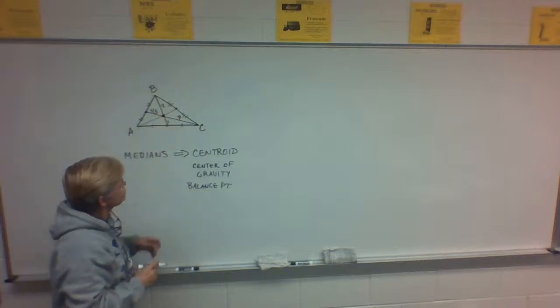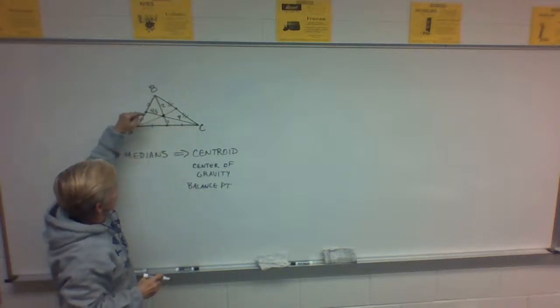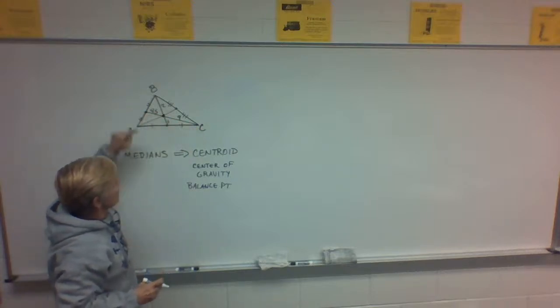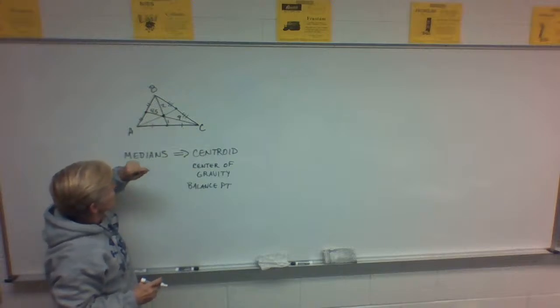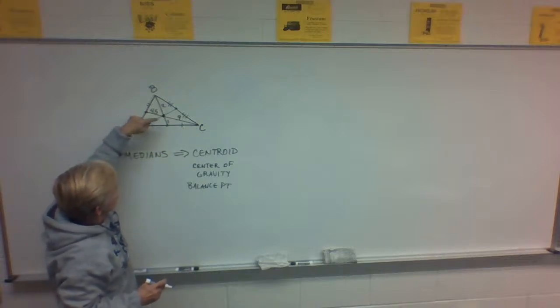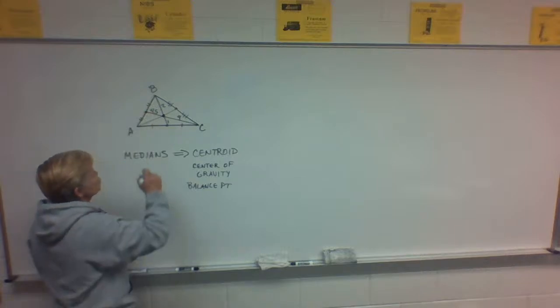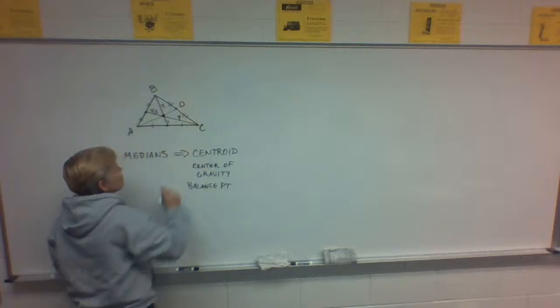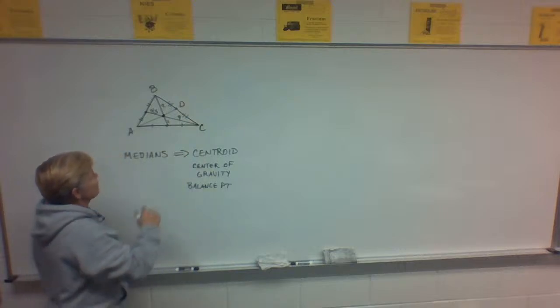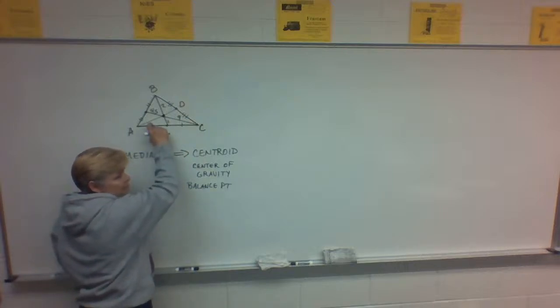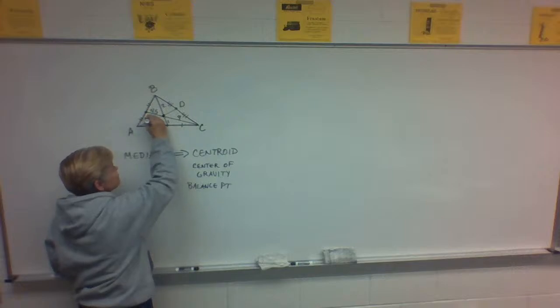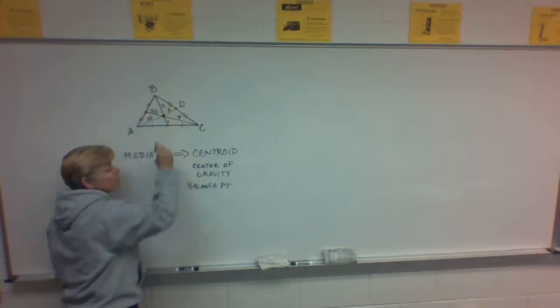Don't fall for it. This has to be twice as long as this, so that all 3 parts together make up the entire median. But they are split in a ratio of 2 to 1. The long part is twice as long as the short part. You with me? So if I told you that AD was 15, how long would this part be? 10. And this one? 5.